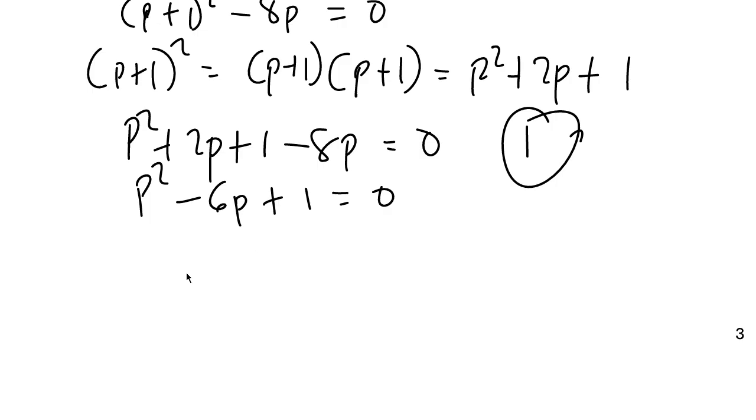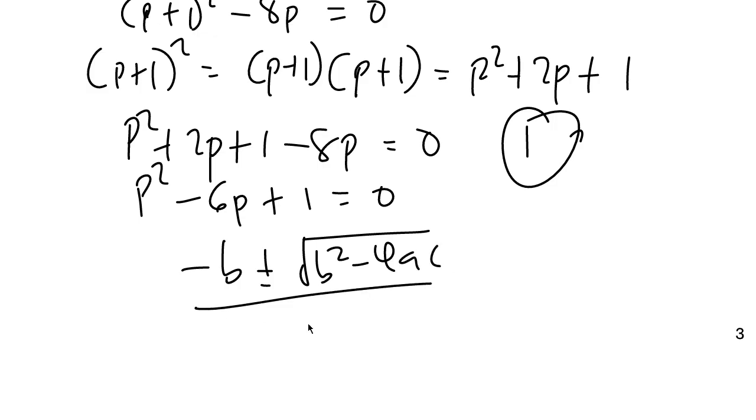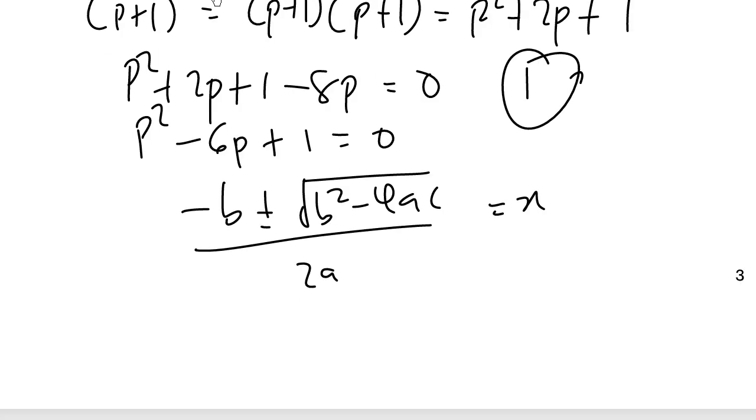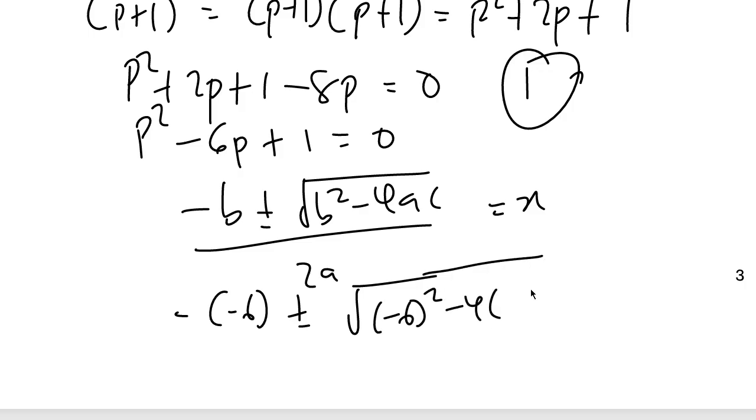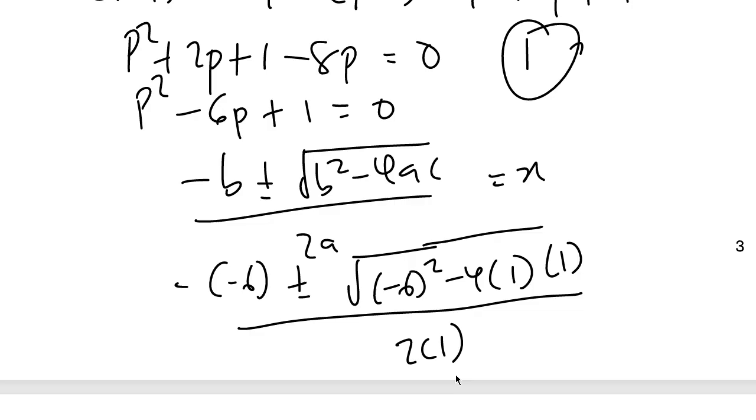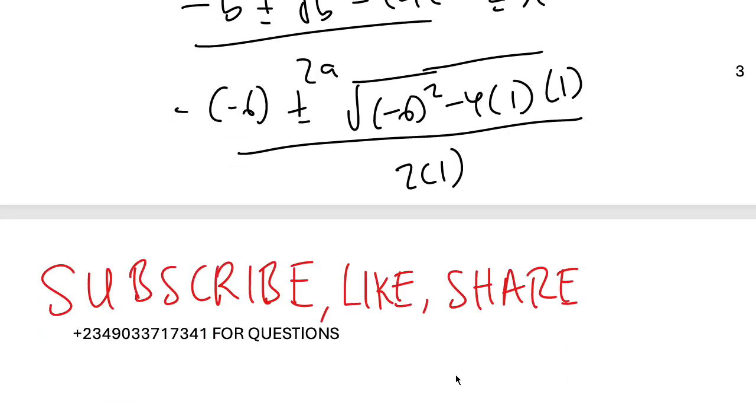So you use the quadratic formula, which says that negative b plus or negative square root of b squared negative 4ac over 2a is equal to what? x. So what's the b? That will be negative negative 6 plus or negative square root of what? Negative 6 squared negative 4 into 1 into 1, right? Over 2 into 1. Do you get what I'm doing? So negative negative 6 is what?